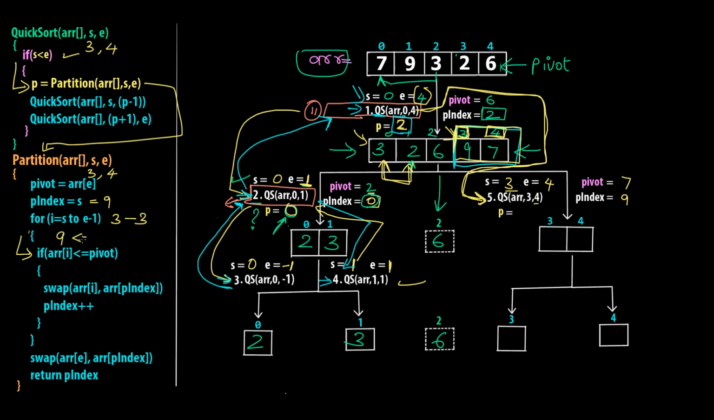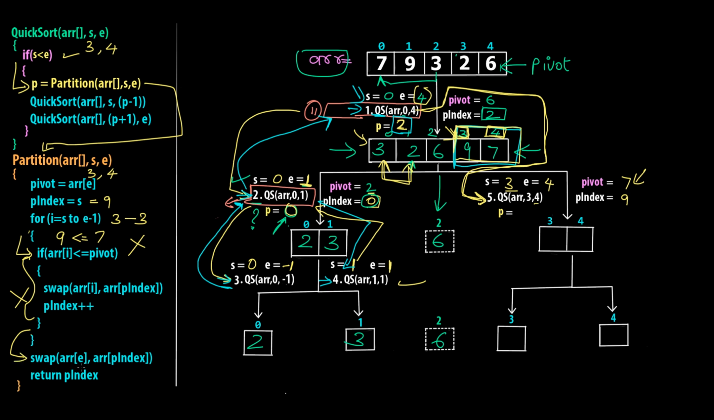Is 9 less than equal to the pivot value? What is pivot value? We just said pivot value is 7. Is 9 less than equal to 7? No. So this entire if block will not be executed. We will come outside the if block. We will go to the start of the for loop, which, as I mentioned, is only gonna run one time. So we will come outside the for loop to the last swapping.